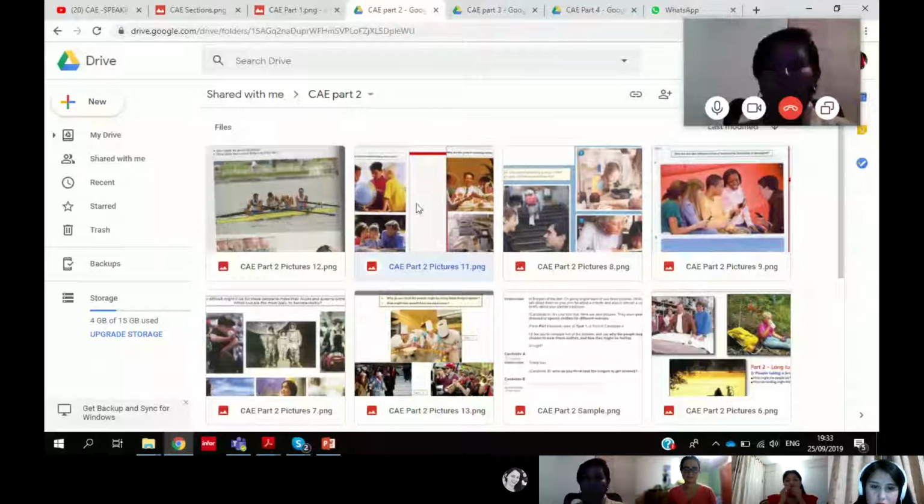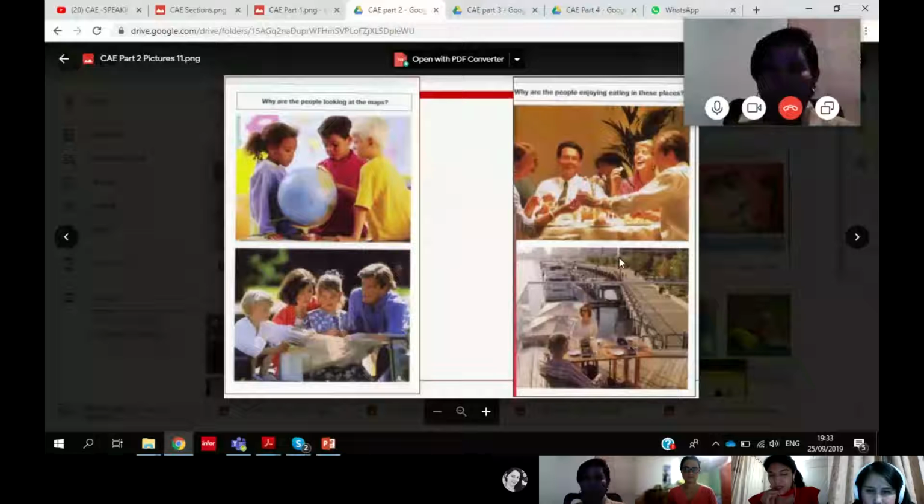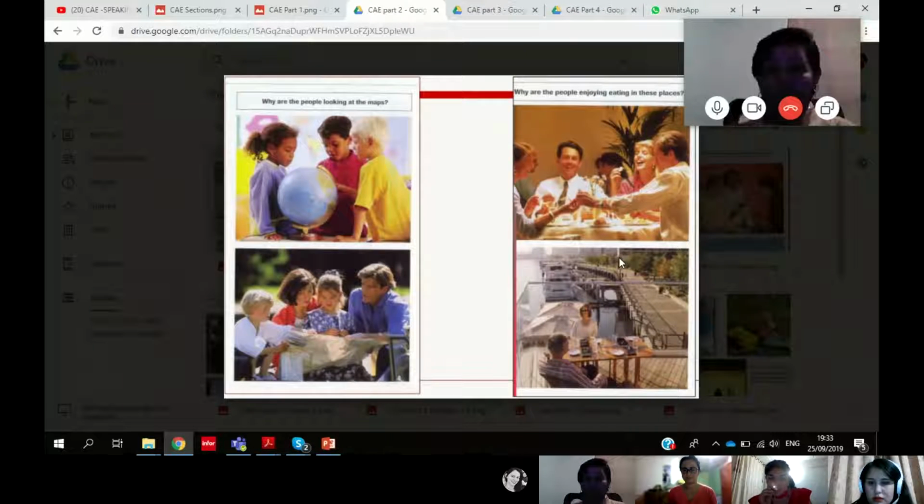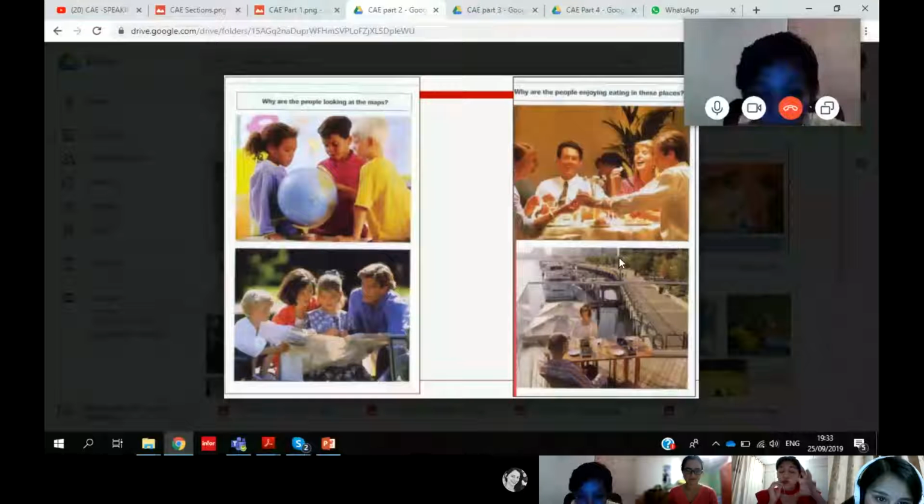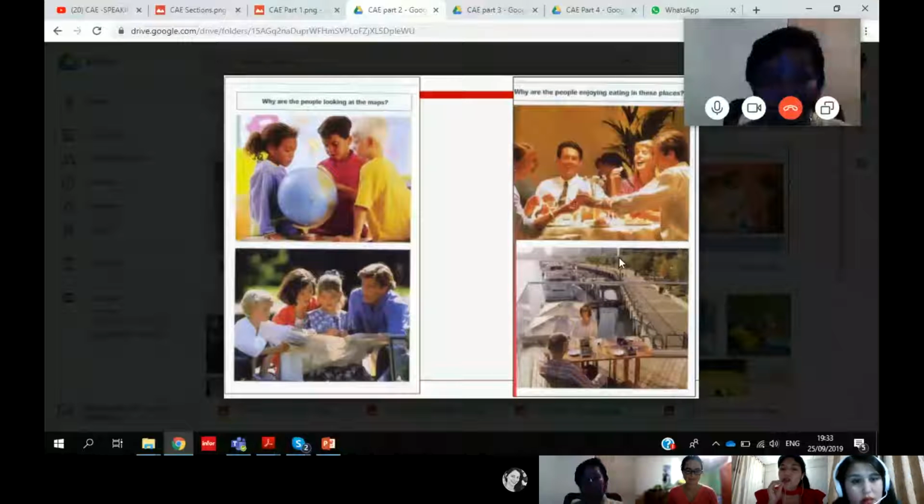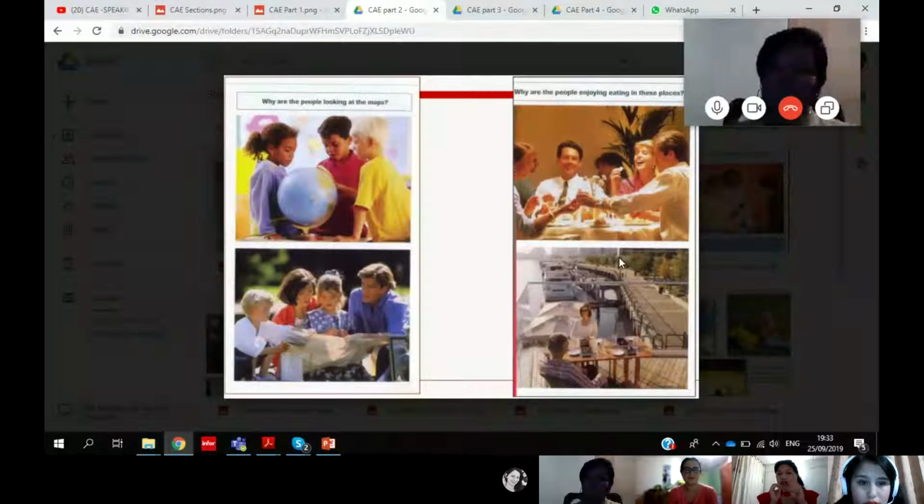So we're going to start with Luz and Marcela. We have here two pictures and two questions. The first one is, why are the people looking at the maps? Marcela, you are going to answer this question in a minute, and then Luz, you are going to answer why are the people enjoying eating in these places, okay? So we have a minute. We're going to start with Marcela, and then we are going to do it with Luz. So Marcela, please go ahead.